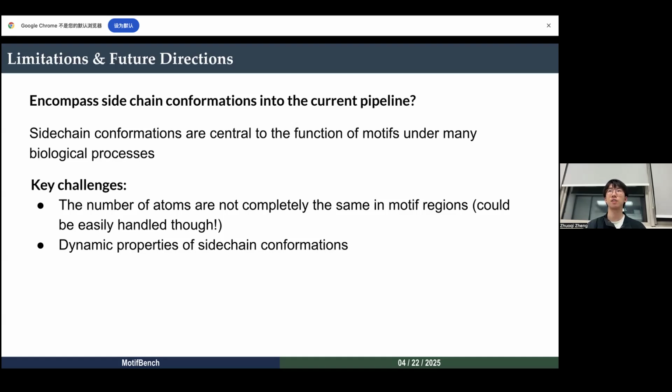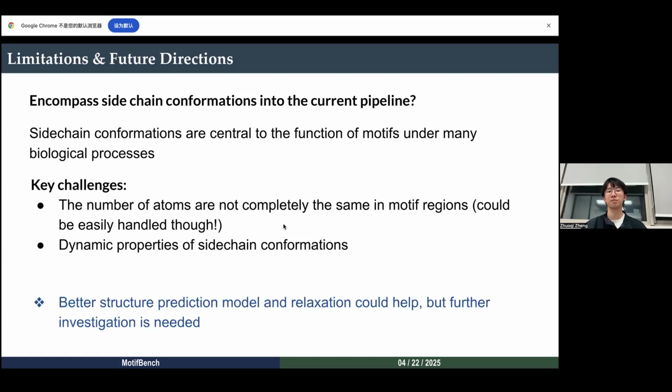But another key conceptual limitation is that sidechains are also represented by dynamic properties, like the backbones. And when structure prediction methods are used to predict the sidechains, they are often constrained to a certain extent by the pre-organization of the scaffolds themselves. So better structure prediction models incorporating different information, such as the ligand and cofactors, and also relaxation with the force field, could certainly help with sidechain accuracy. But this still needs further investigation.